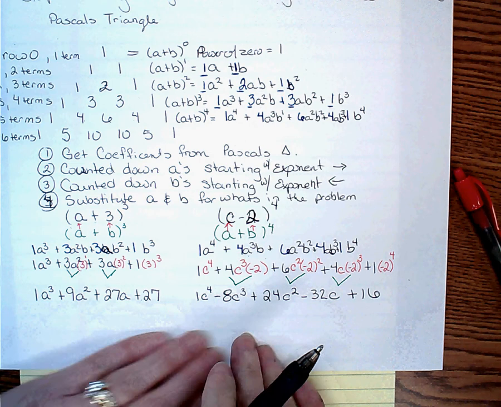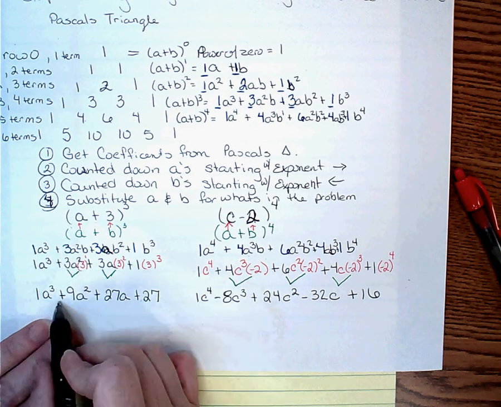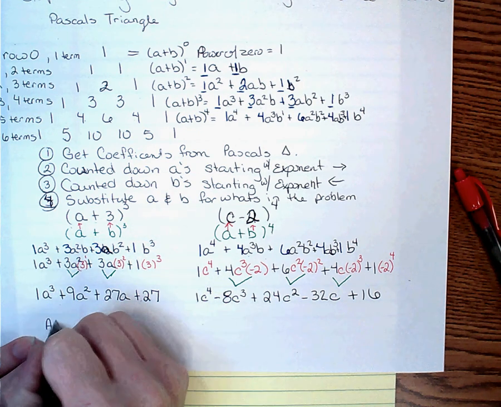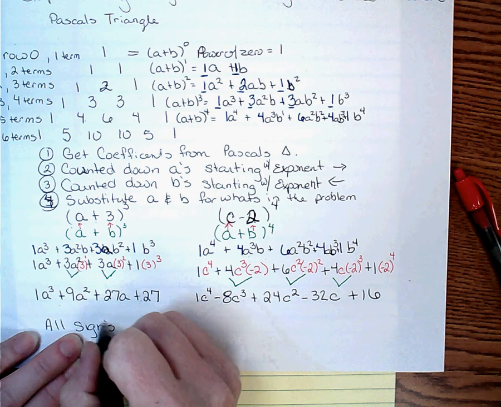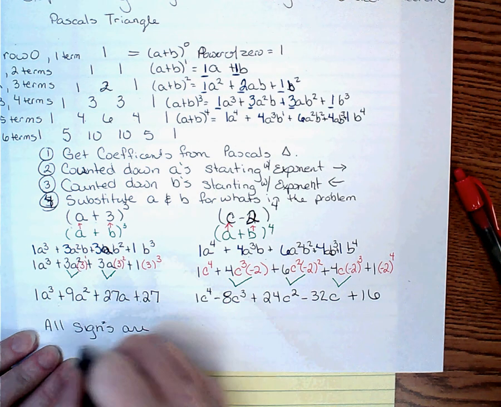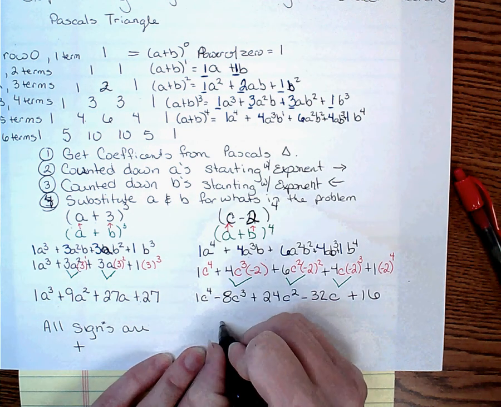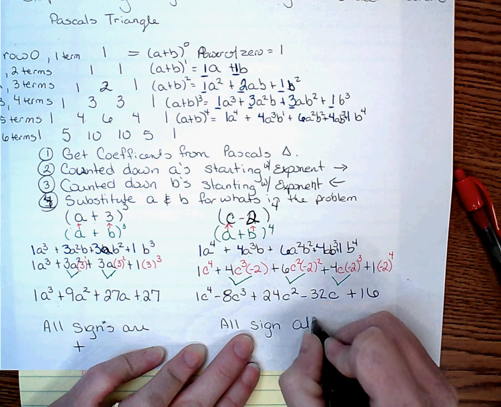So if I have a binomial expanded and it's positive, then all my signs are going to match. So all signs are positive. But here I had subtraction. So all signs alternated.